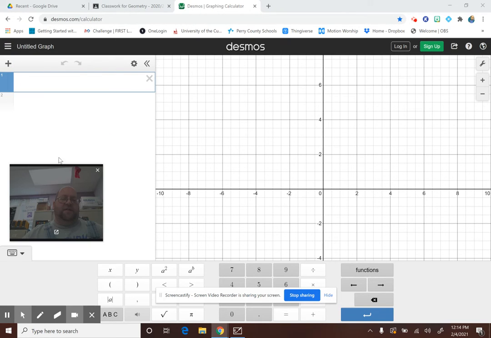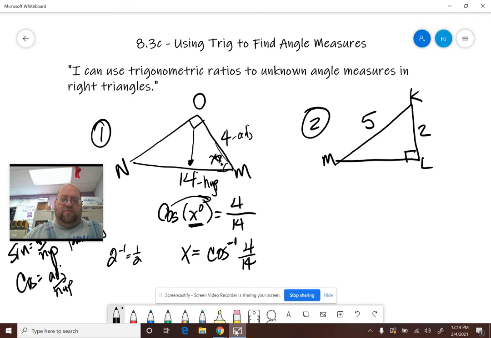Again, it seems like I always got to move myself out of the way, but it's all right. And again, I'm looking for this trig function, right? I'm looking for inverse cosine. Let me go back to our notes. Notice this is what I need to input into my calculator.